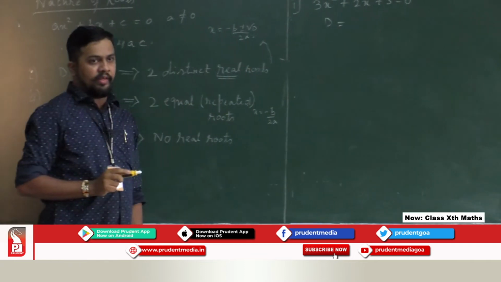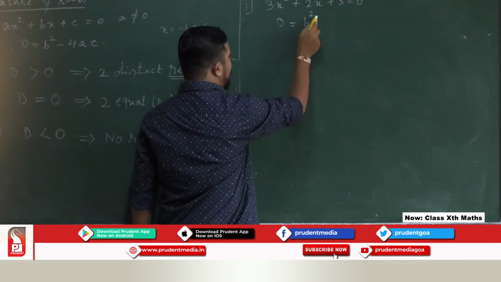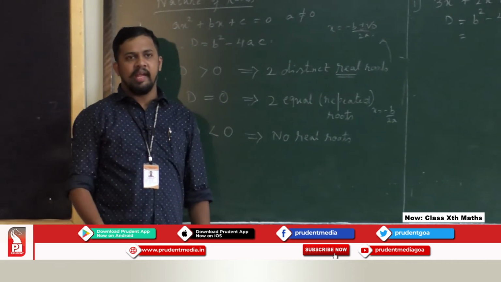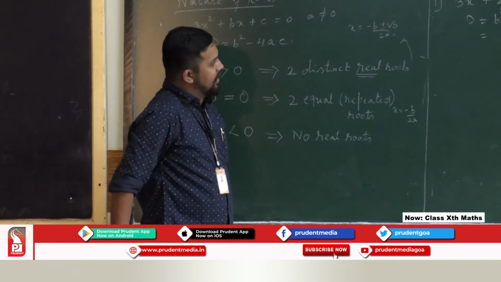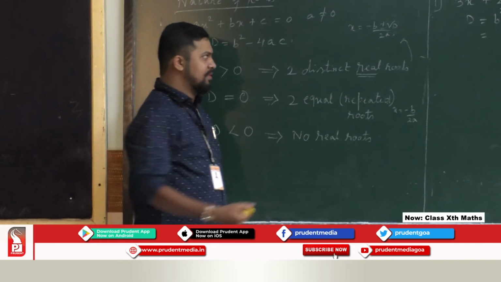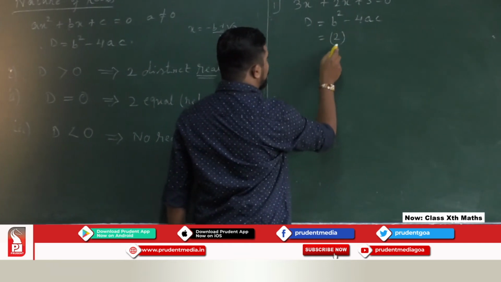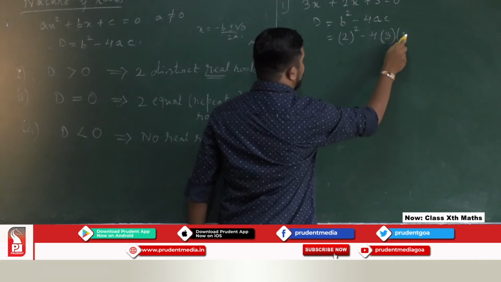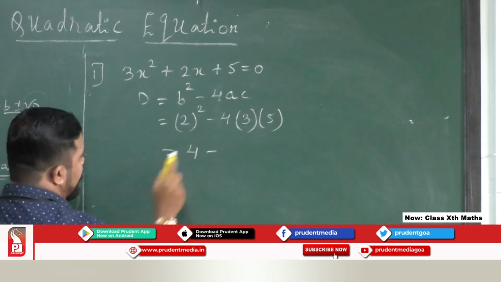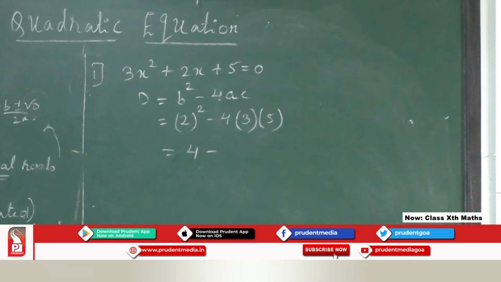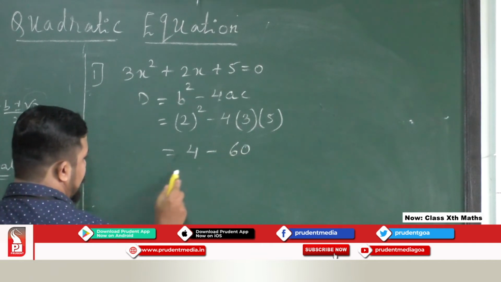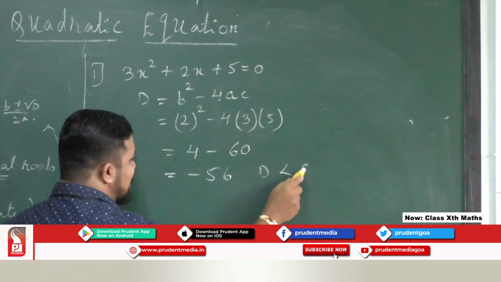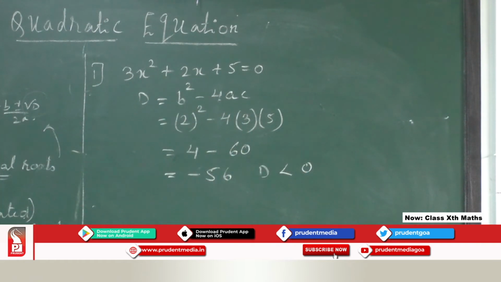What is the formula of the d? The formula of the d is b square minus 4ac. Let me identify what a, b and c are. a is 3, b is 2, c is 5. Let me substitute. 2 square minus 4 into 3 into 5. 2 square is 4, minus 4 3s are 12, 12 5s are 60. Negative 56. D less than 0. You can see now, negative 56 means d less than 0.